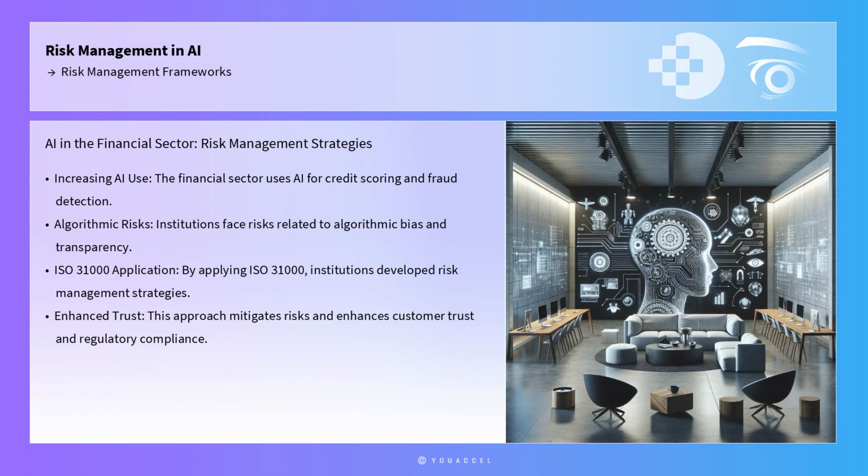Another example is the financial sector, where AI is increasingly used for credit scoring and fraud detection. Financial institutions face risks related to algorithmic bias and transparency. By applying the ISO 31000 framework, these institutions have developed comprehensive risk management strategies that include regular audits of AI algorithms, bias detection tools, and transparent reporting mechanisms. This approach has not only mitigated risks, but also enhanced customer trust and regulatory compliance.